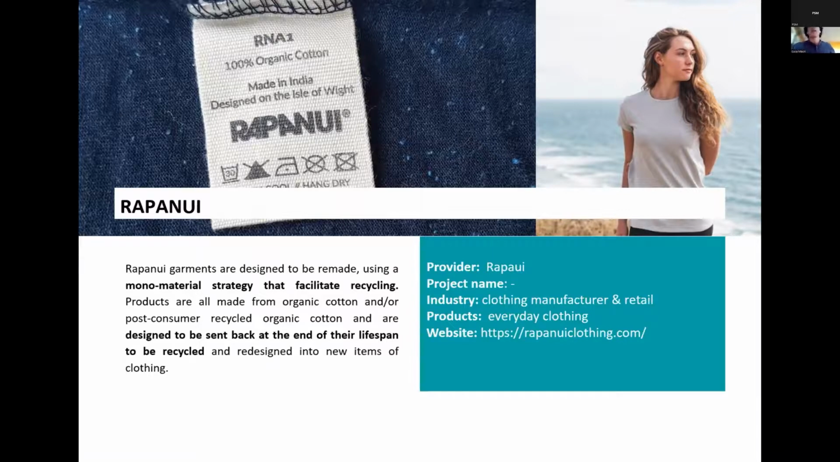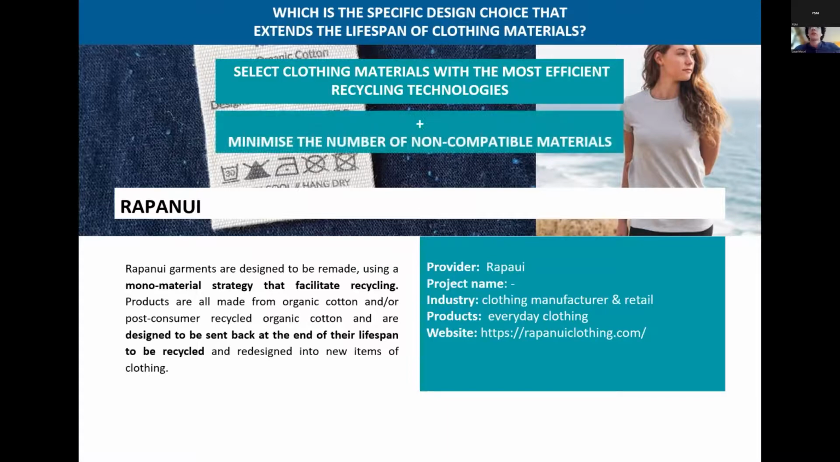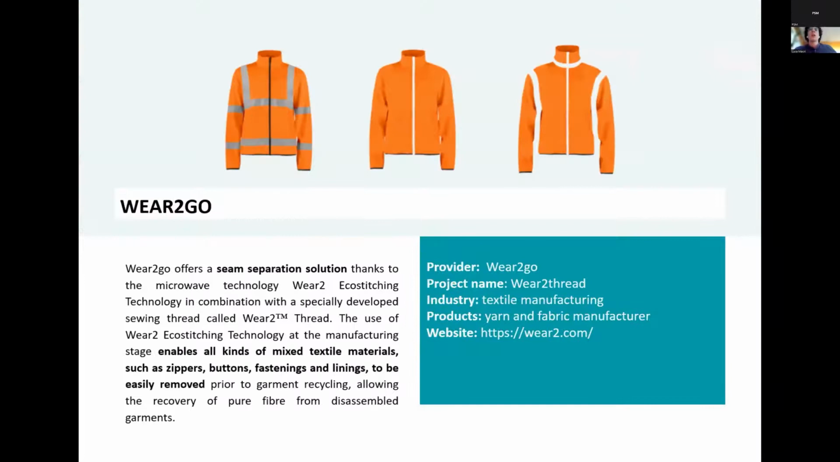So they make the product. The user can send it back, but since it's sent back to the producer, they know how to treat it and they know how to recycle it. So that's the difference. What is happening here is recycling, selecting the good materials in terms of technologies and minimizing the number of non-compatible ones.